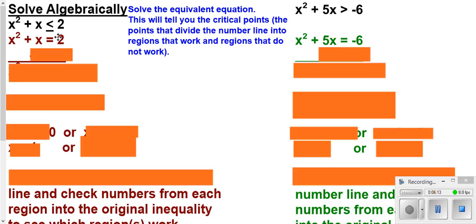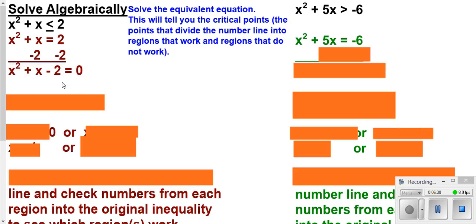Now we can also solve quadratic inequalities like the last two using algebra instead of looking at a graph. The graph is nice because it gives you a nice visual picture of what's going on. But let's look at a second way you could do that. I'm going to basically solve the equivalent equation. So I'm going to go ahead and get it equal to 0.